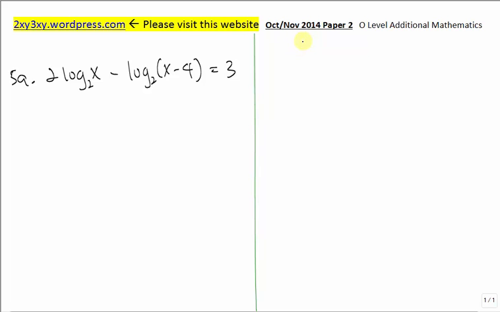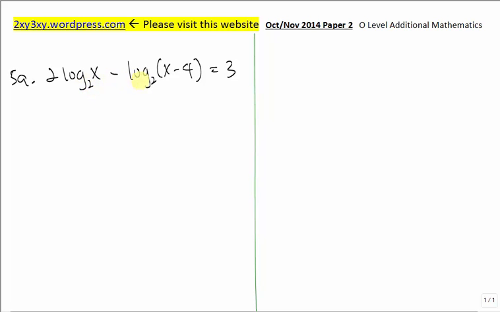We are doing GCE O-Level 2014 Additional Mathematics Paper 2, Question 5a. In this question, we are asked to express this equation as a quadratic equation in x and explain why there are no real solutions. Now let's try to solve for x from this equation.